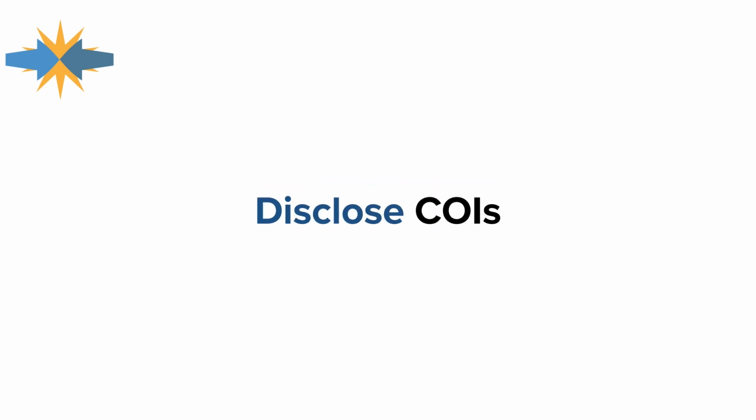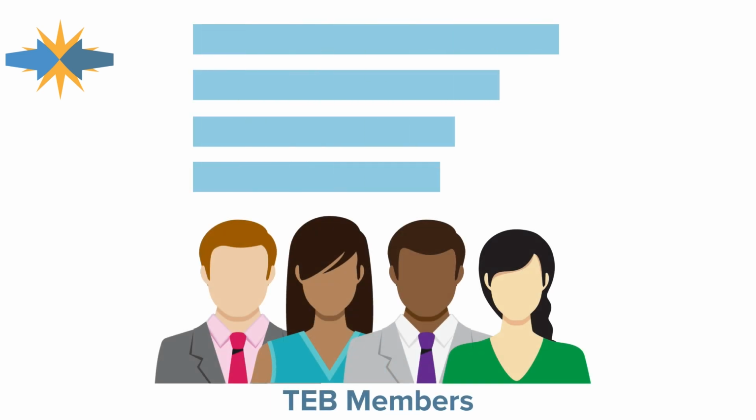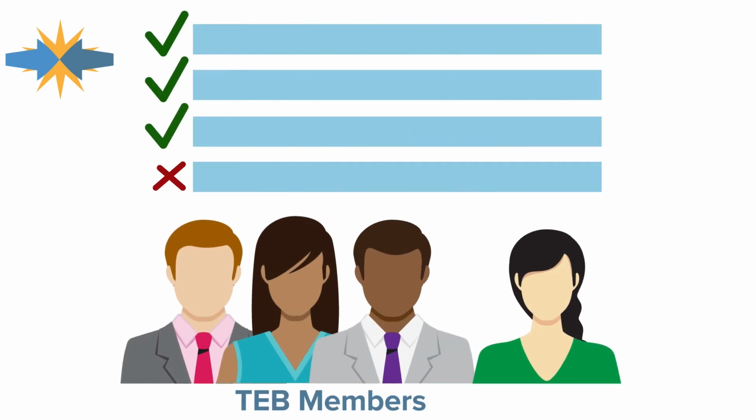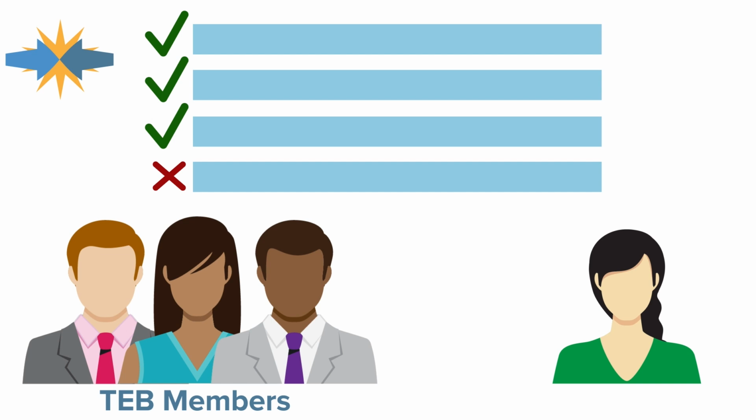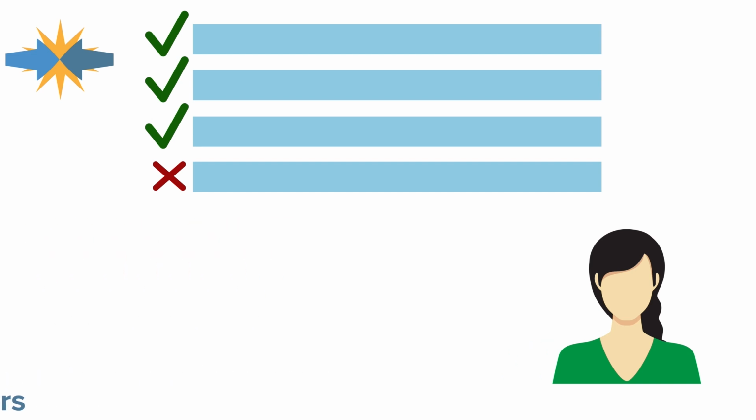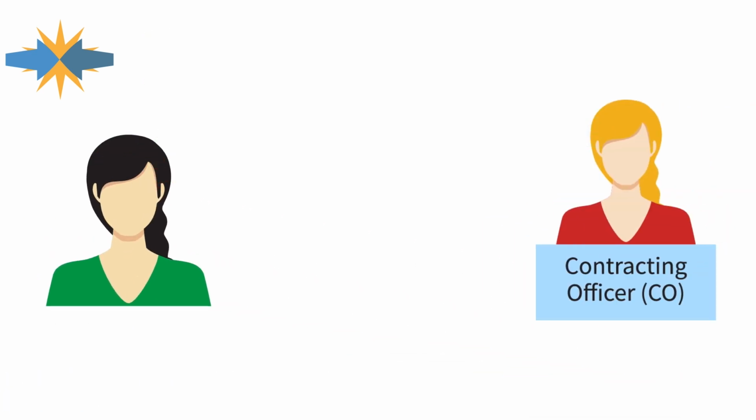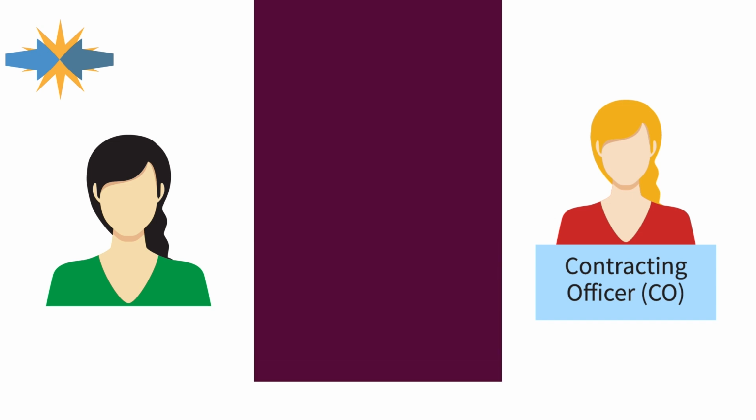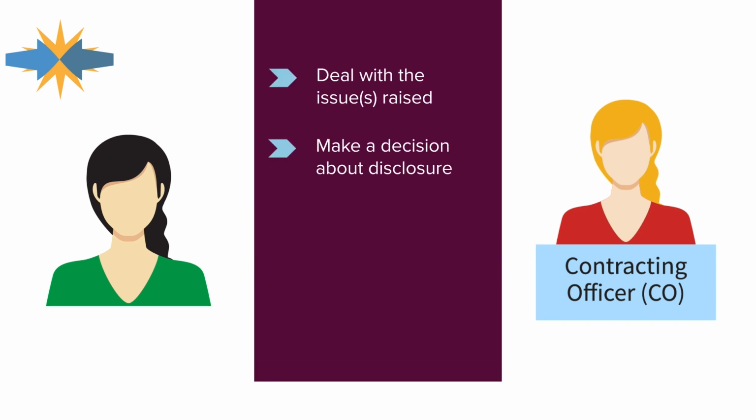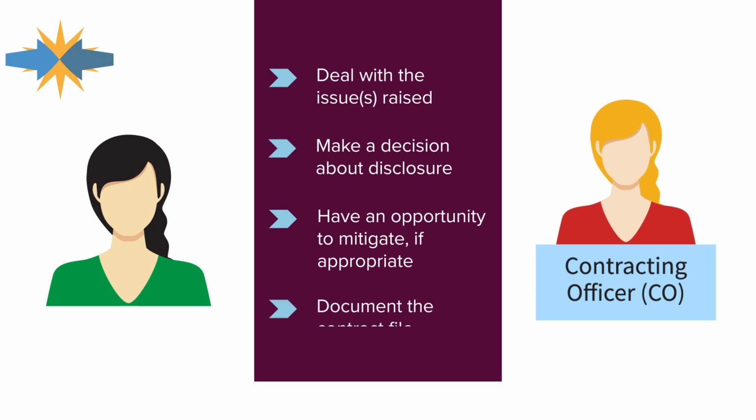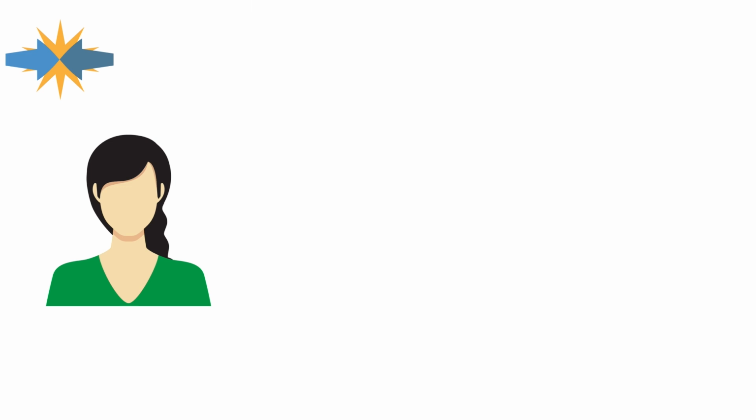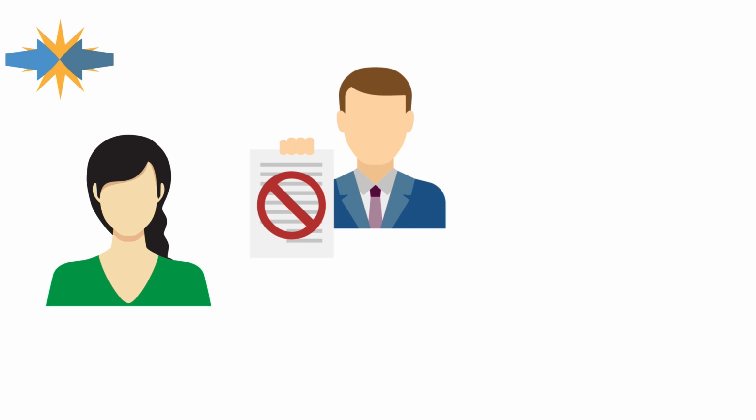Disclose COIs. To be compliant requires full and prompt disclosures and may require divestment or recusal from the procurement. If you have any actual or potential COI, you should immediately disclose to the FedSim contracting officer or CO so they can deal with the issues raised, make a decision regarding the disclosure, have an opportunity to mitigate if appropriate, and document the contract file. Your lack of disclosure can result in delay or potential cancellation of the acquisition, as it would raise questions regarding the overall integrity of the process, and may result in civil or criminal penalties.